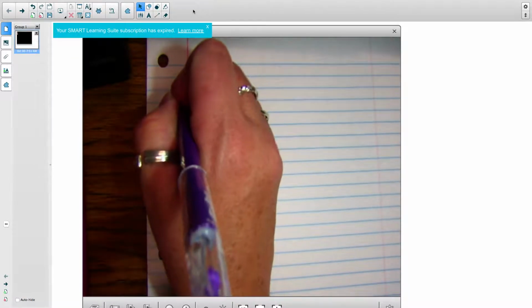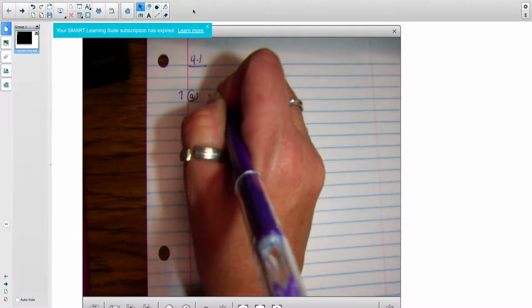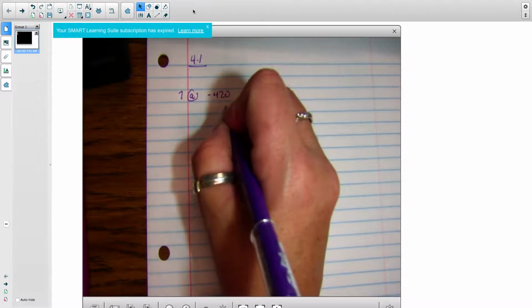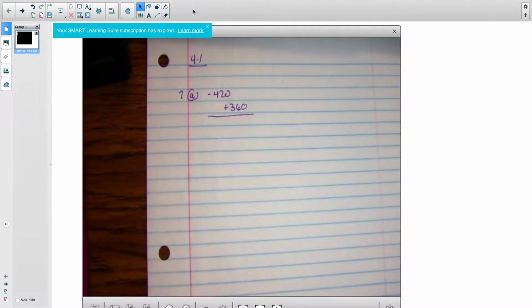Okay, remember, coterminal angles mean you either add or subtract 360 from it. So for 7a, we're starting with a negative 420. So if I add 360 to it, what do I get? Negative 60. Okay.